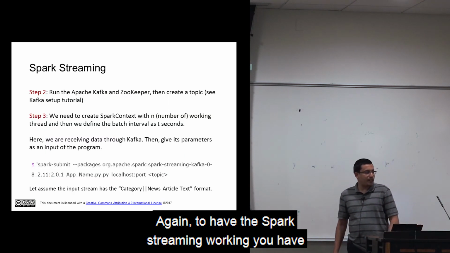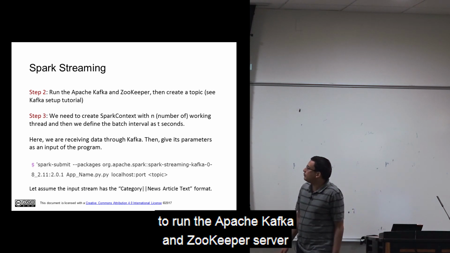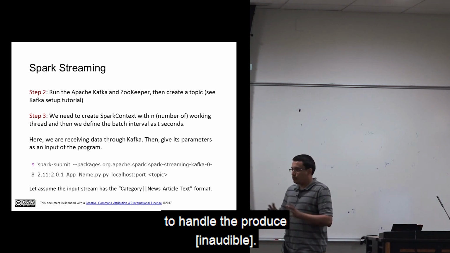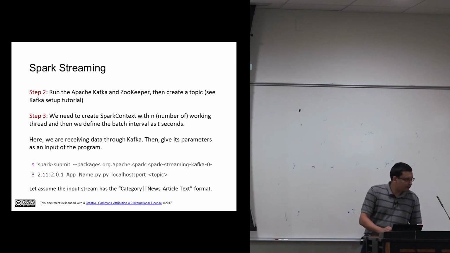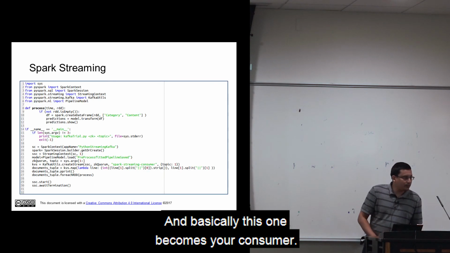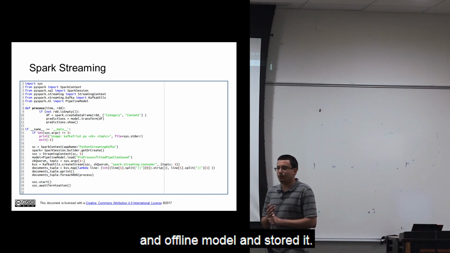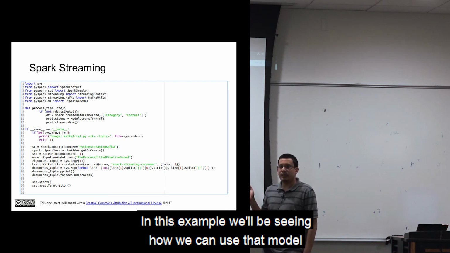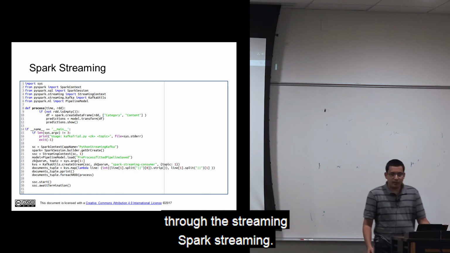Again, to have Spark streaming working, you have to run the Apache Kafka and Zookeeper server to handle the producer-consumer situation. And basically this one becomes your consumer. In the earlier example, we just built an offline model and stored it. In this example, we will see how we can use that model to classify new incoming documents we are getting through Spark streaming.